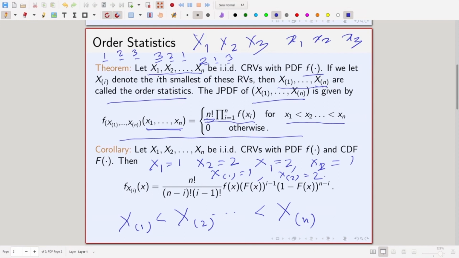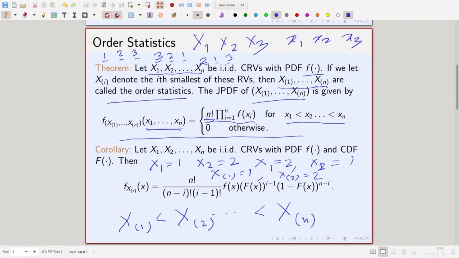Now the lowest one is the second random variable and the highest one is the third. So which one is the lowest and which one is the highest might change, but if you look at the ordering, that doesn't change even if you permute the numbers. That's why, since there are n numbers, the number of possible permutations is n factorial.